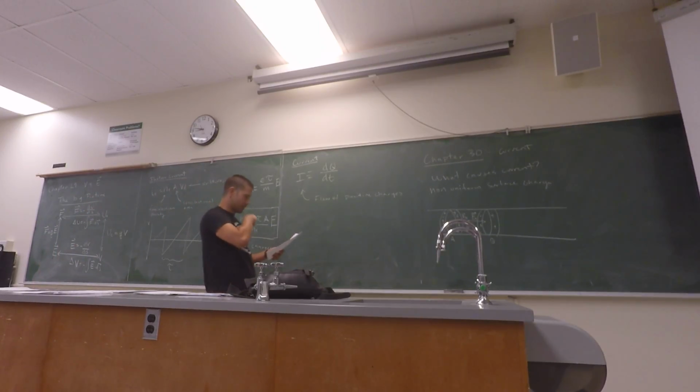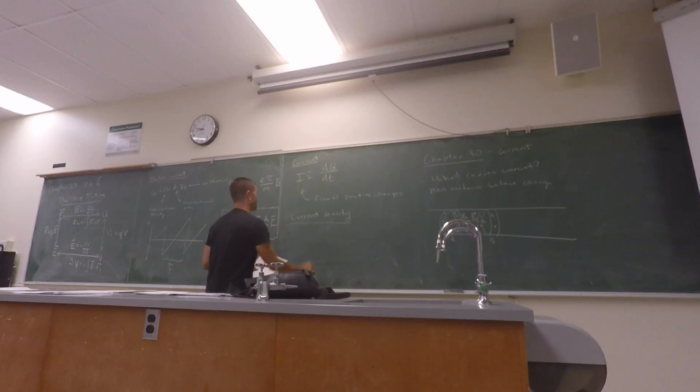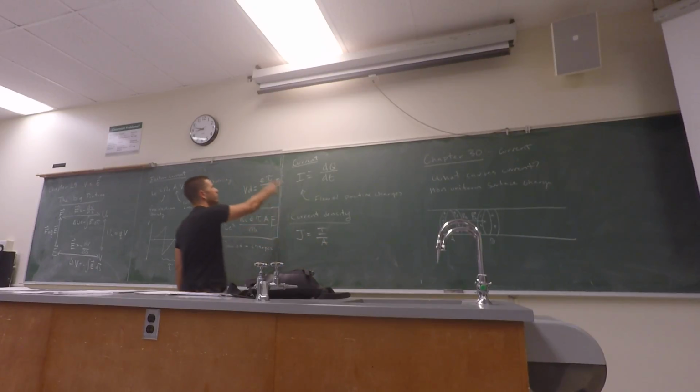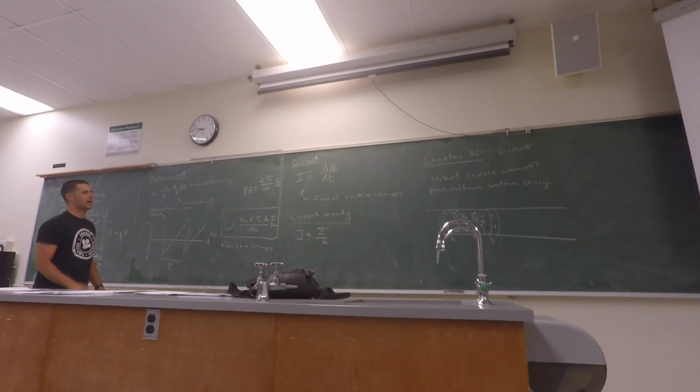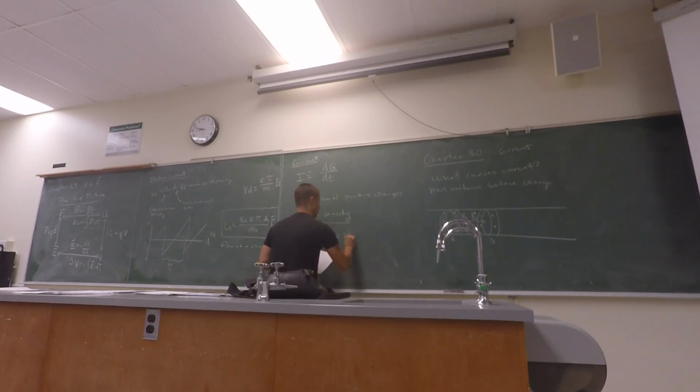Now, another thing that we got out of this was the idea of current density. And current density is given the symbol J, and it's I over A. So it's whatever our current is divided by our cross-sectional area. And by the way, it was also equal to n sub e times big E times v_d, like that.